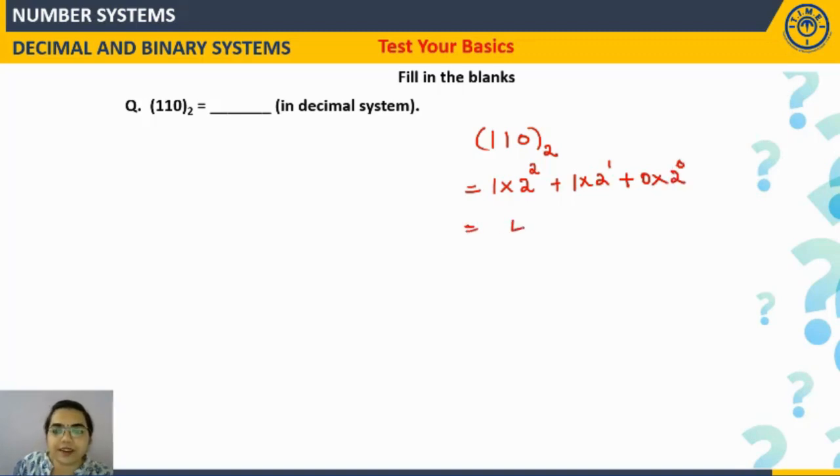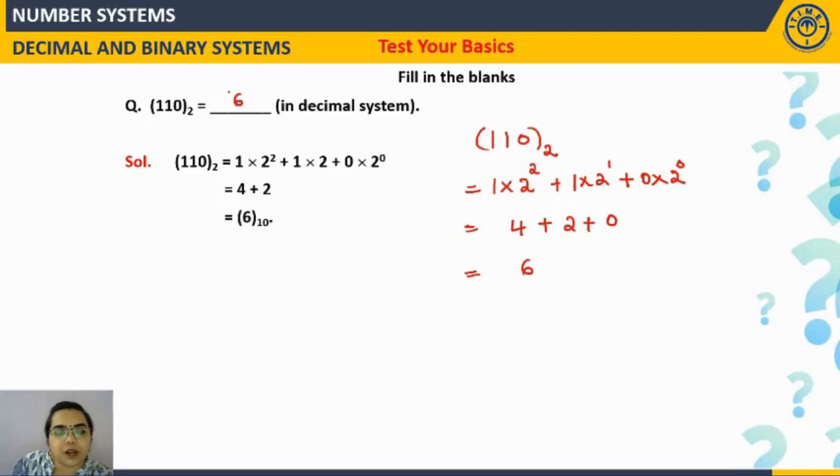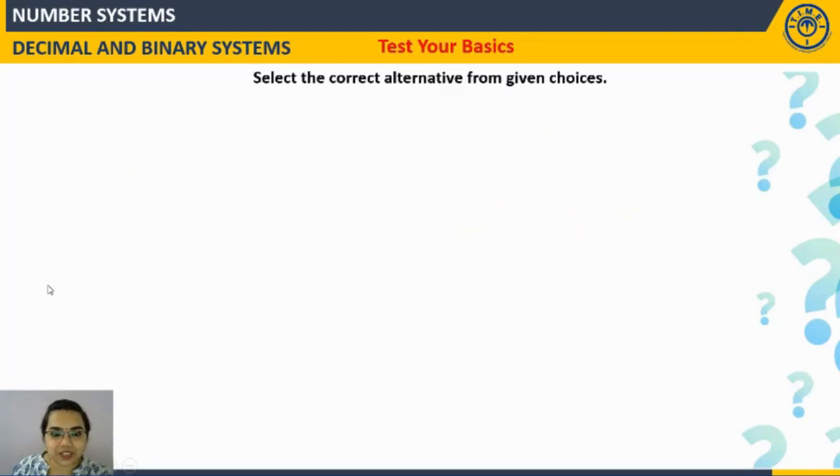1 into 2 square is 4 plus 2 plus 0. 4 plus 2 plus 0 is 6. Yes. So 110 to the base 2 is equal to 6 in the decimal system. Is this very easy? Yes. So I hope now you know how to convert binary into decimal or decimal into binary. Is this clear to you? Alright, let's go ahead to the next question.